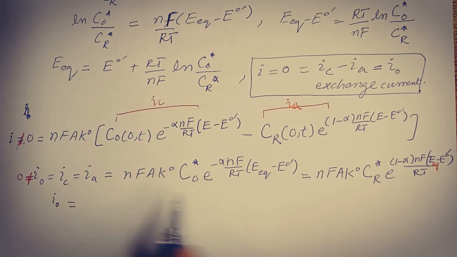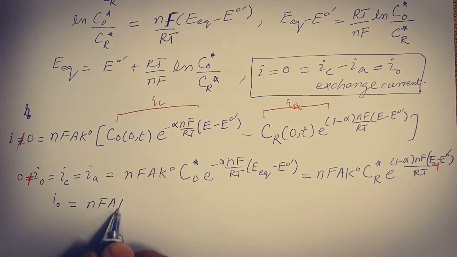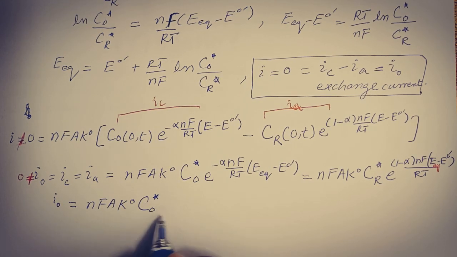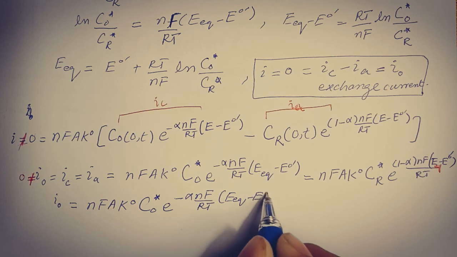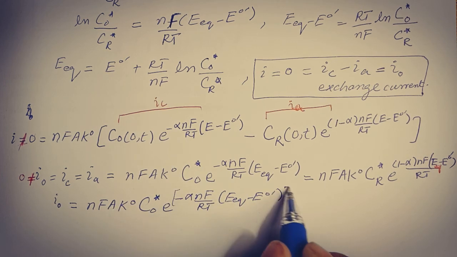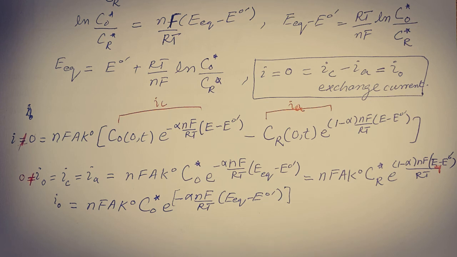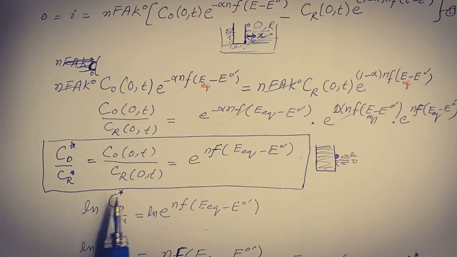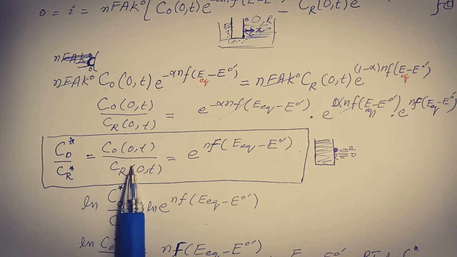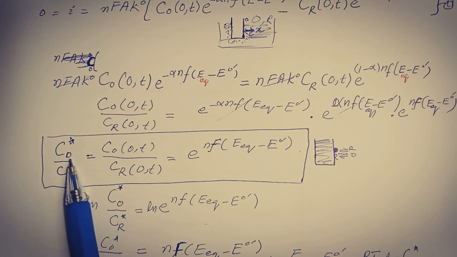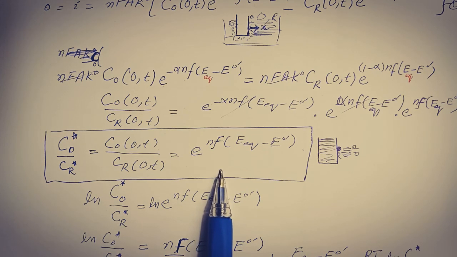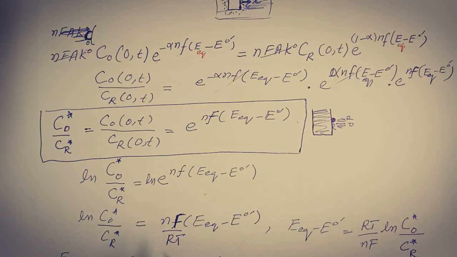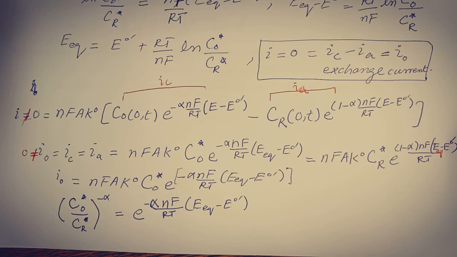Now let's consider the exchange current for either component. I'm going to take the first one, that is the exchange current equal to NFA K naught C naught star to the power minus alpha NF over RT (E equilibrium minus E naught). So this term is the exponential term, and let's consider the expression we derived earlier by equating the cathodic and anodic components for the equilibrium condition, in which the surface concentration is in equilibrium with the bulk concentration. So this factor is equal to the power term. By multiplying this whole equation with minus alpha in the power, we get the expression given here.